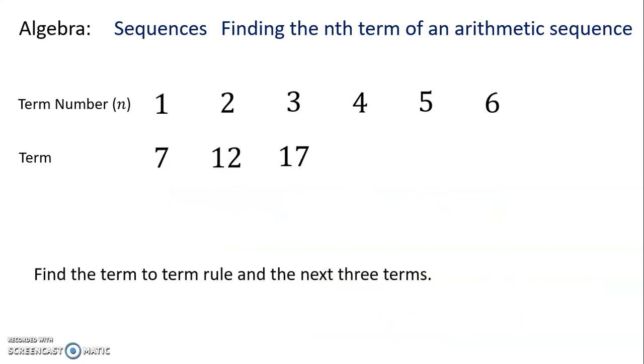Okay, so here's another example. What I'd like you to do is pause the video and copy down the term numbers and the terms underneath. Find the term-to-term rule by drawing arrows underneath, just like we saw in the last example, and then also find the next 3 terms by filling in the blanks here. So pause the video and give that a go.